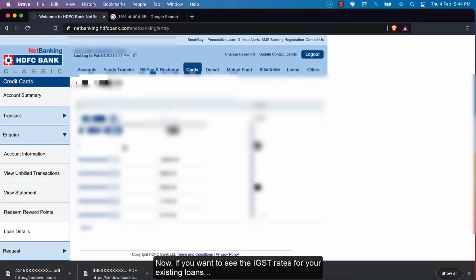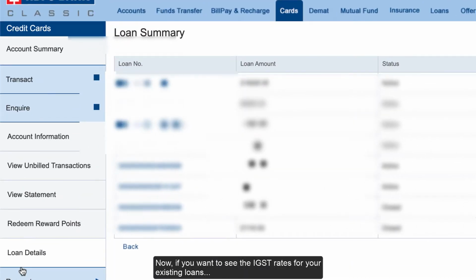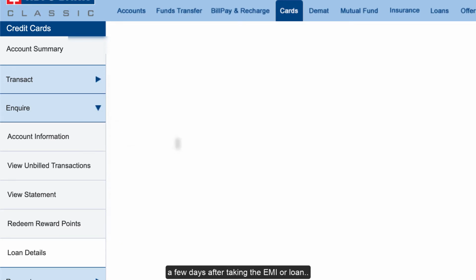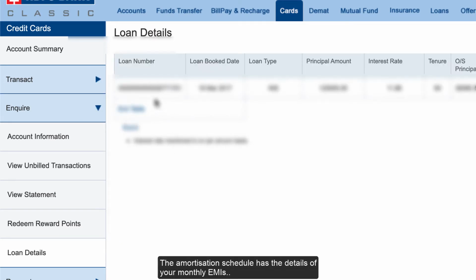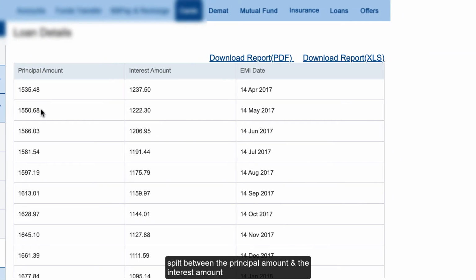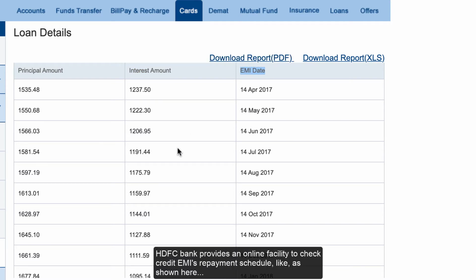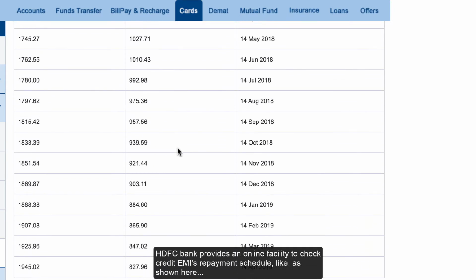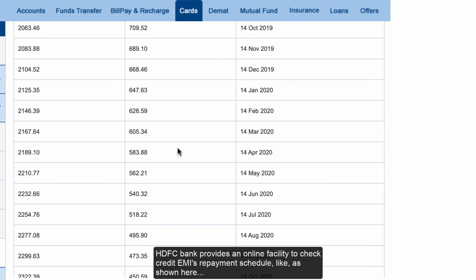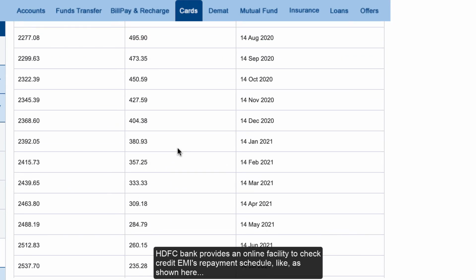Now, if you want to see the IGST rates for your existing loans, you have to check the amortization schedule that was sent to your email a few days after taking the EMI or loan. The amortization schedule has the details of your monthly EMIs split between the principal amount and the interest amount. You can check your bank's net banking portal if that document is not available. HDFC Bank provides an online facility to check the credit card EMI repayment schedule as shown here.